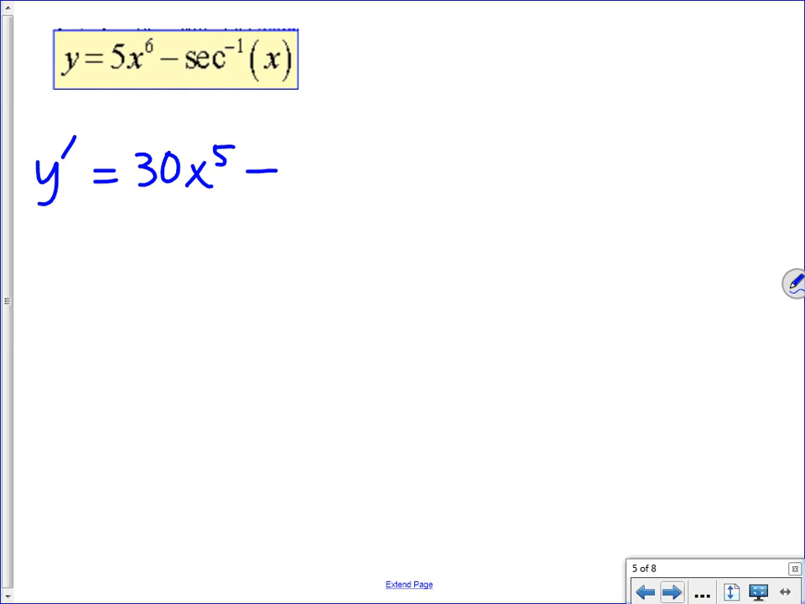Minus, and then we're going to find the derivative of inverse secant of x. So that would be 1 divided by the absolute value of x times the square root of x squared minus 1. And again, we're going to stop there. If we were to subtract, we'd be subtracting fractions. We'd have to find a common denominator, and then the question becomes, is it really getting simpler? Probably not. So it's best just to stop there.